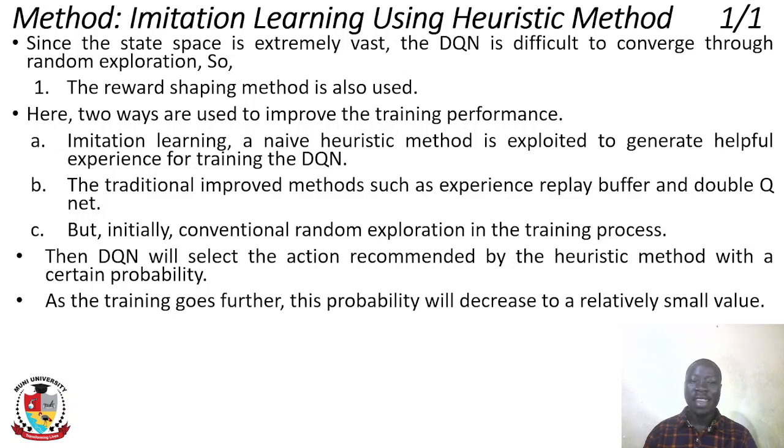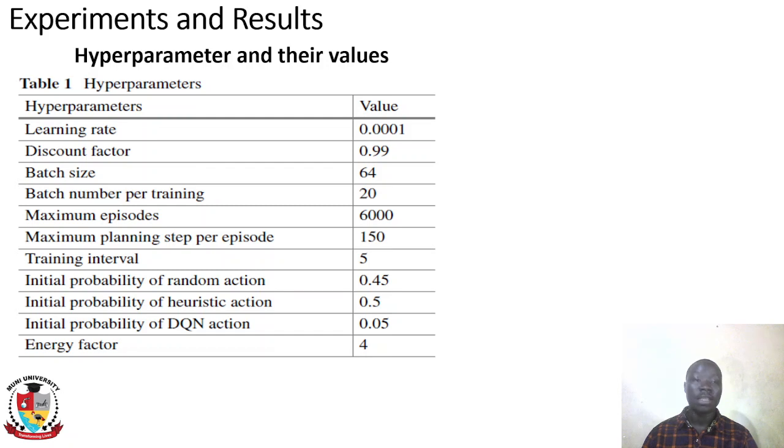So then the DQN will be able to select the action that is recommended by the heuristic method with a certain probability. But as the training continues further, this probability reduces in value, becoming smaller and smaller. Now going to the hyperparameters that have been set: the learning rate, the discount factor, the batch size, the batch number for training, maximum episodes, the maximum learning step per episode, the training interval, the initial probability of random action, the initial probability of heuristic action, the initial probability of the DQN action, and the decay factor. All have been set. Those values are seen on the screen.